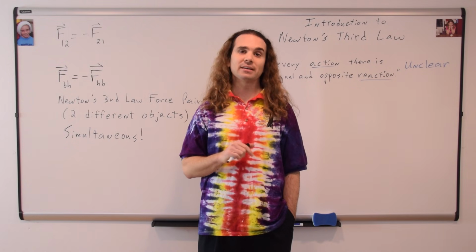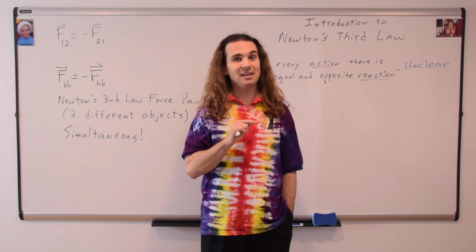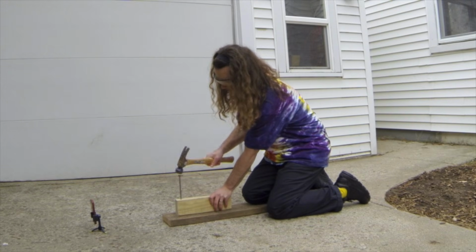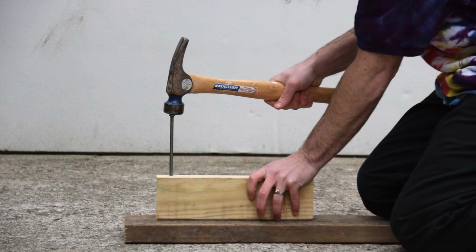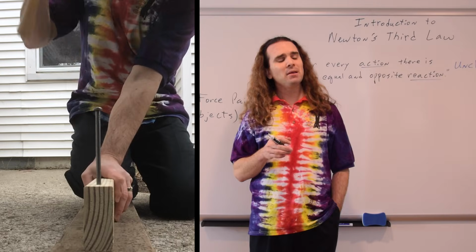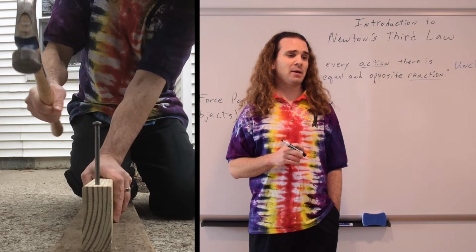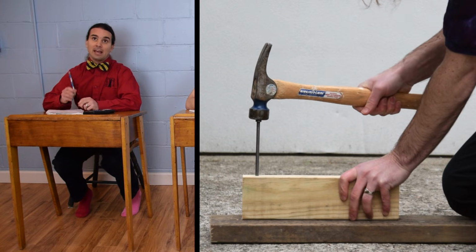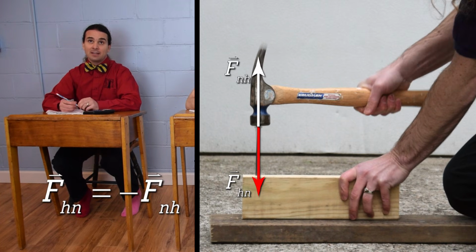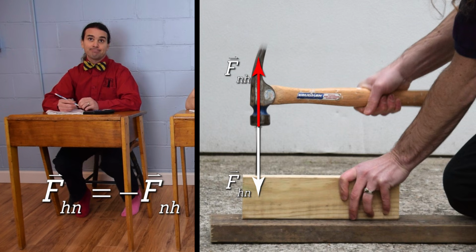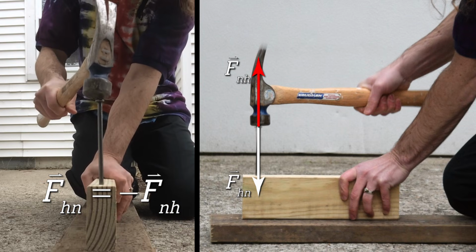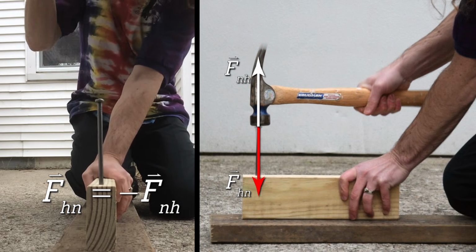Let's do another example. A hammer striking a nail. Billy, what is the Newton's third law force pair in this example? That would be the force the hammer applies to the nail is equal and opposite to the force the nail applies to the hammer. Bo, what evidence do we have that the hammer applies a force to the nail?